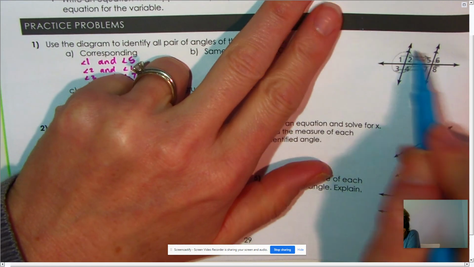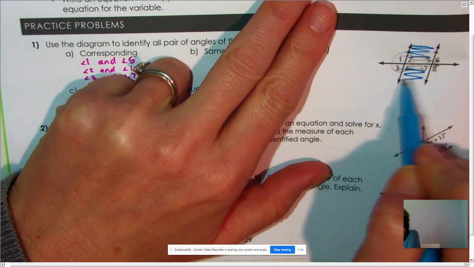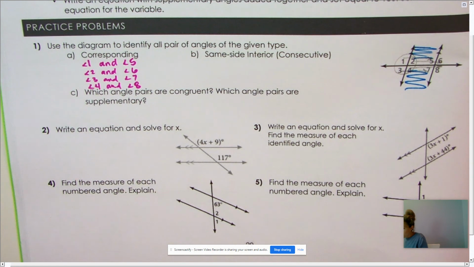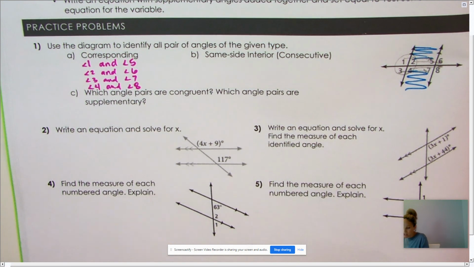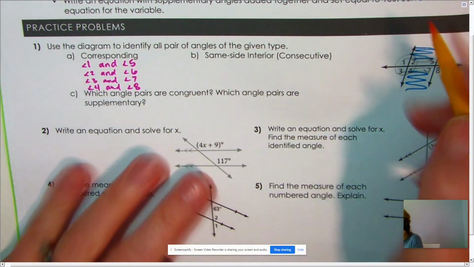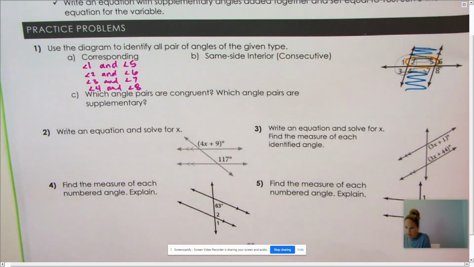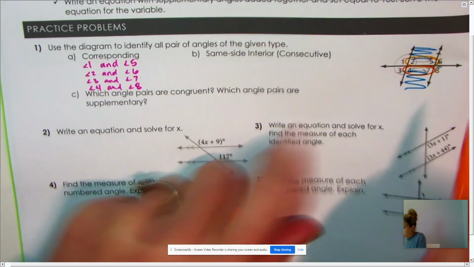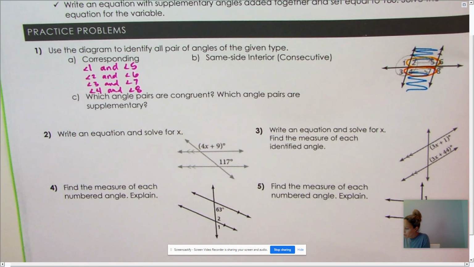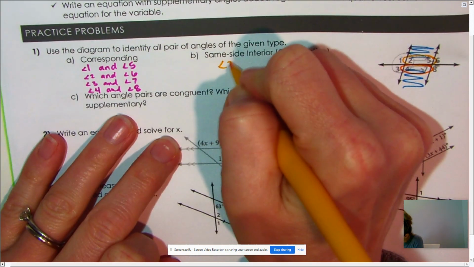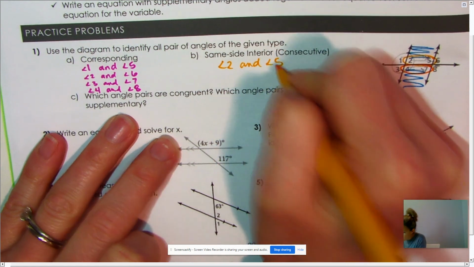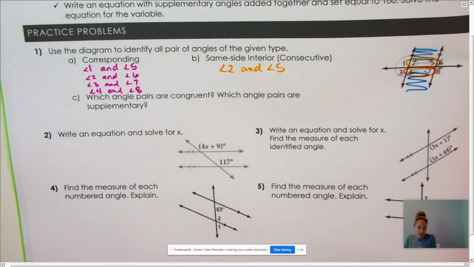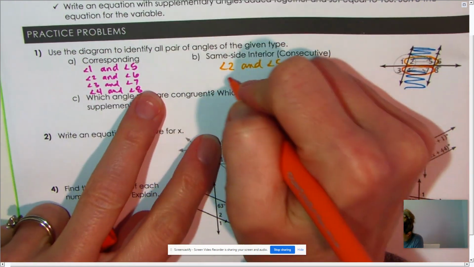So what I have my students do is kind of say, here's the interior, and then I want same side interior. So that would be 2 and 5. Sorry, I kind of colored over it. 2 and 5 and 4 and 7. Hopefully you can still see that. Okay, so I'm going to go ahead and write it as angle 2 and angle 5. And then we've got angle 4 and angle 7.